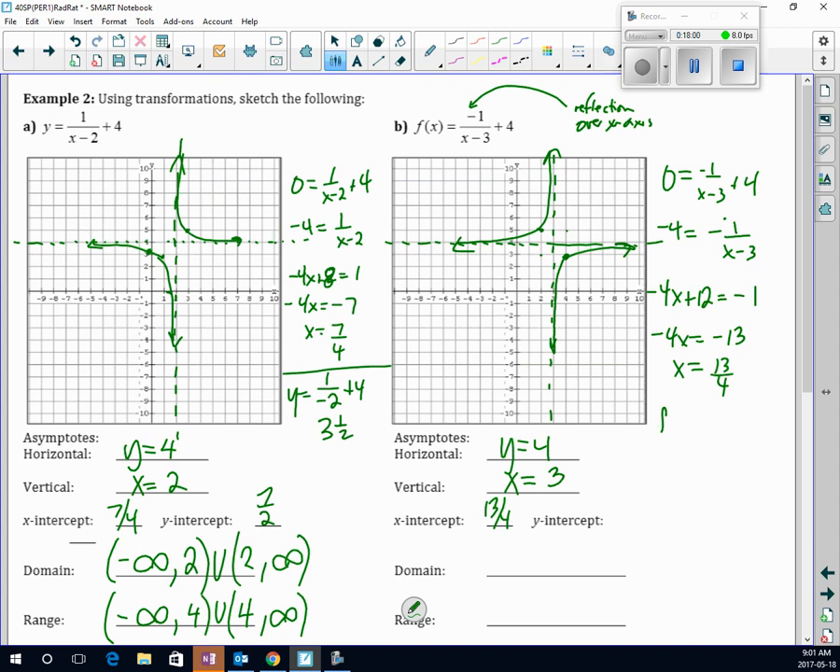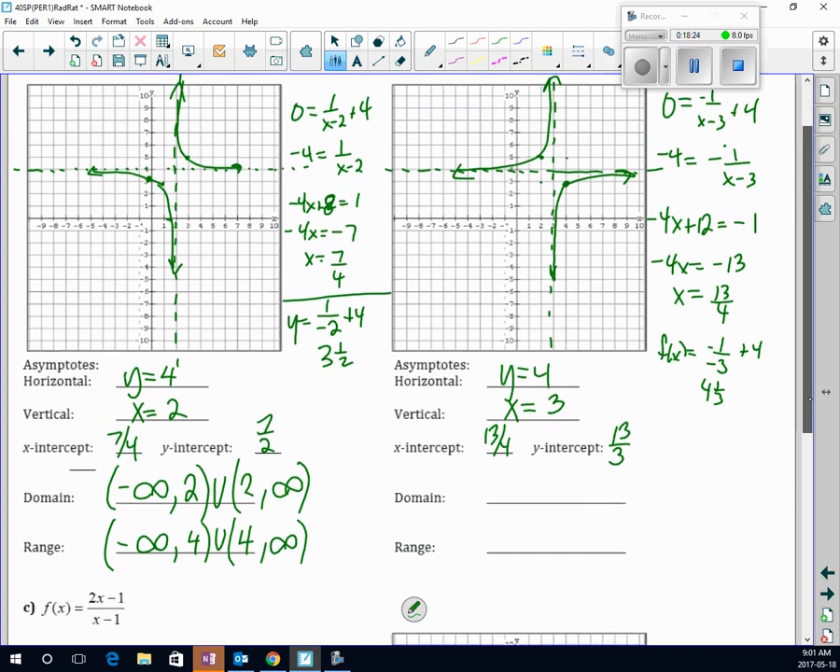Okay, my y-intercept looks like about 4 and a little bit, right? Well, let's see. F of x equals negative 1 over negative 3 plus 4. Does everybody see how I got negative 1 over negative 3? Negative over negative makes a positive. So basically I have 4 1/3. What's 4 1/3 as an improper fraction? 13 over 3. Yes?